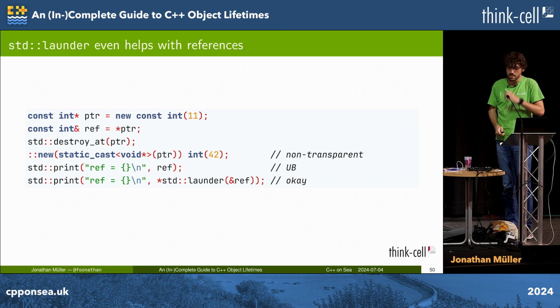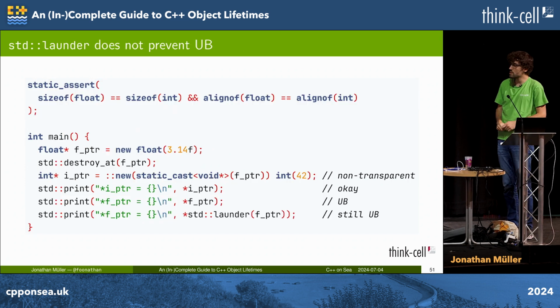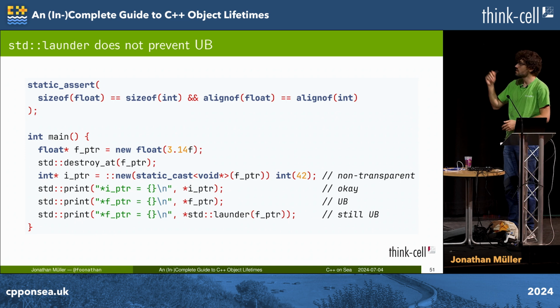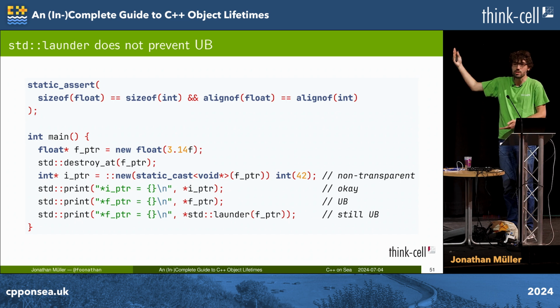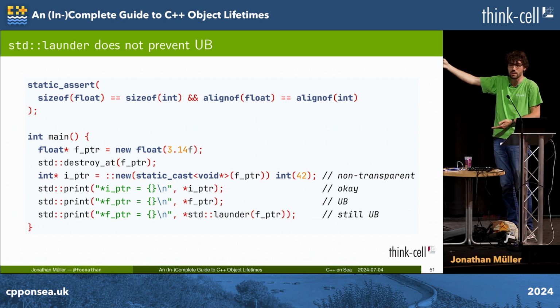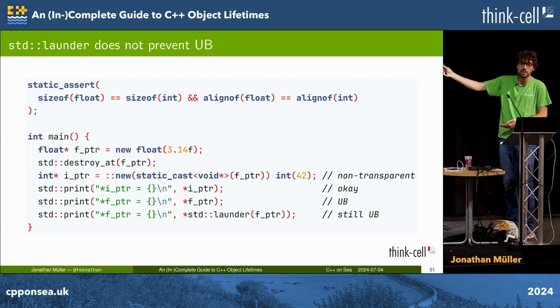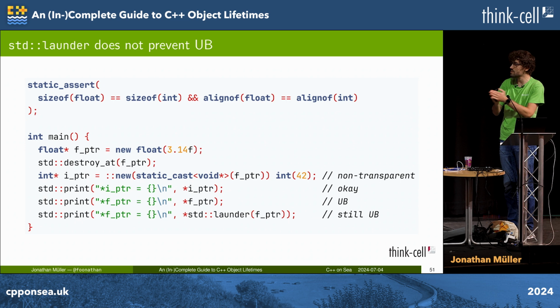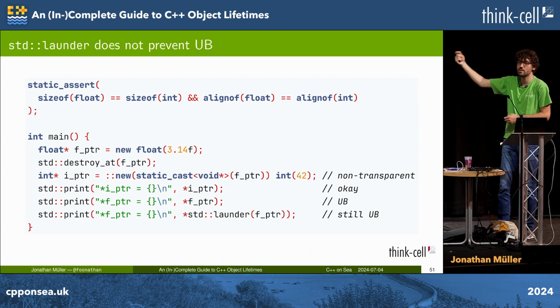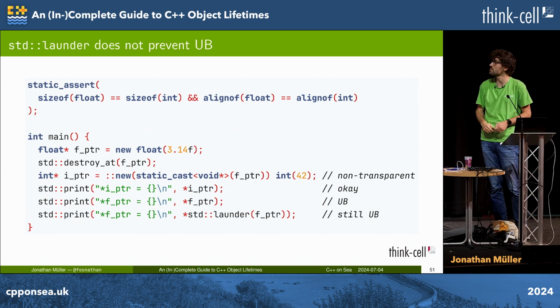Now we're going to look at launder in more detail later on, but it does not prevent undefined behavior in all cases. Let's say float and int have the same size and alignment, and then we create a float object on the heap, we destroy it, and we put an int object in its place. We can read the int object because that is fine, we've got an int there. We cannot read the float object because we don't have a float, right? We've just destroyed it, we put an int in there. And even if we launder it, this is still undefined behavior because we still don't have a float. Launder doesn't help you with that. Launder only helps you if you do non-transparent replacement. We will look in more detail later on, but it doesn't help in this case. It only helps in the previous case. You still need to actually have an object of the type the pointer expects in there. It's not a magic get-out-of-UB-free card.